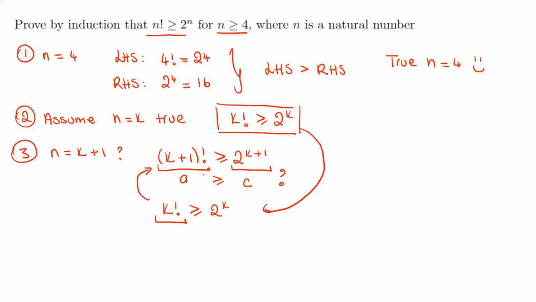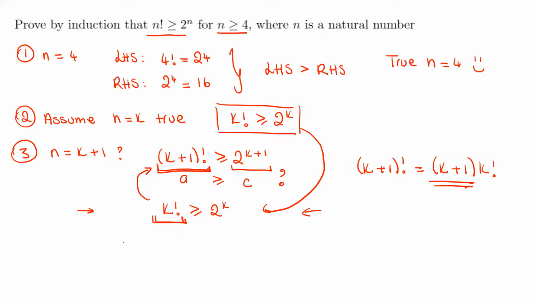The key formula, guys, that you're going to have to remember here is that k plus 1 factorial is another way to write k plus 1 multiplied by k factorial. So to change this k factorial into k plus 1 factorial, to turn it into A, all I have to do is multiply it by k plus 1. But if I do that to the left-hand side, I must also do it to the right-hand side.